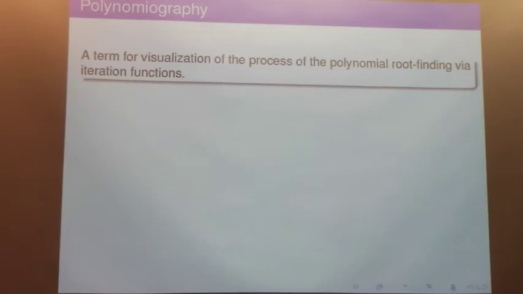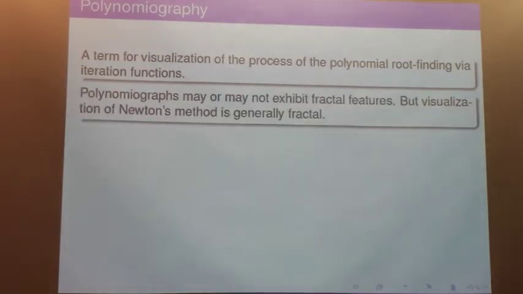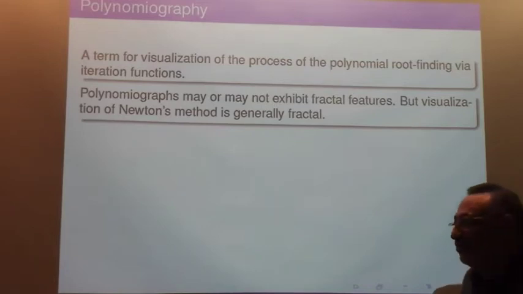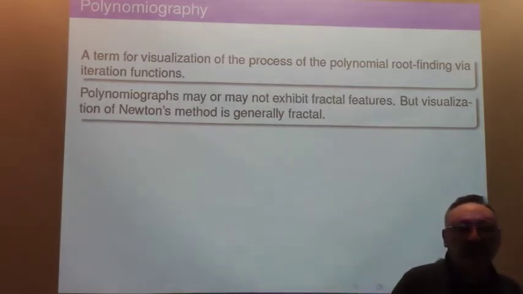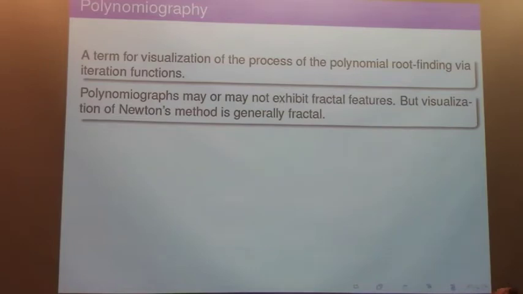Polynomiography is a term for visualization of the process of polynomial root finding via iteration functions. Here's the definition. Polynomial graphs may or may not exhibit fractal features, but visualization of Newton's method generally has fractal features. I have noticed that mathematicians or otherwise refer to images that are sometimes not fractal. They call it fractal. I don't know why. Some people think that anytime you have an image based on iteration, it must be fractal. That's not true at all.